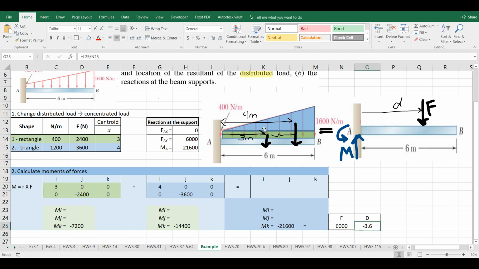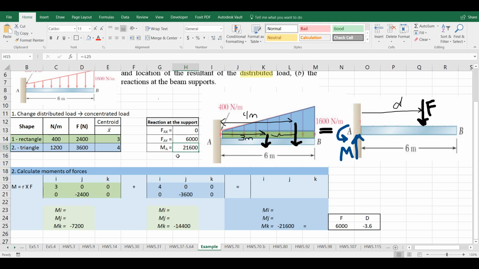So that makes sense, right? It's right between 3 and 4. So here's our distance. It's going to be 3.6 meters. The force in the y direction is 6,000 newtons, and the moment around A is 21,600 Newton times meters.